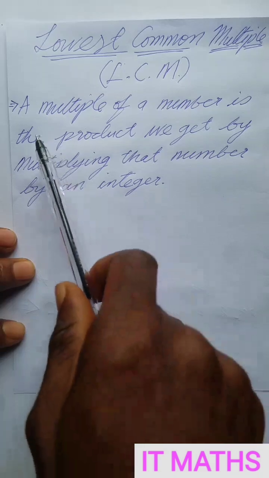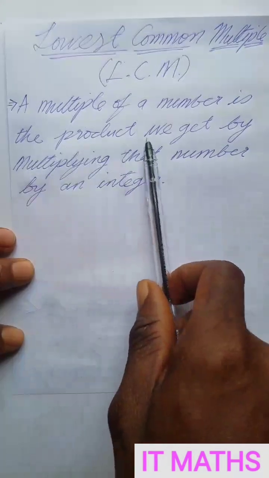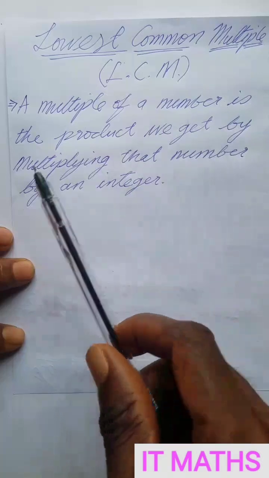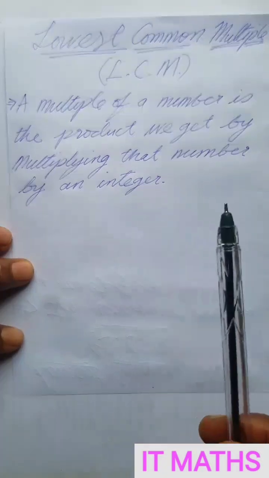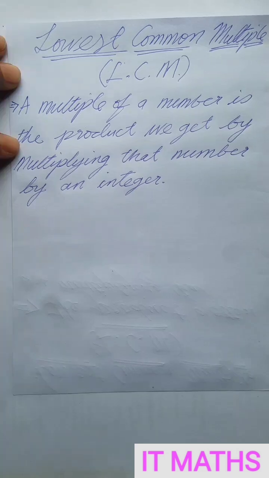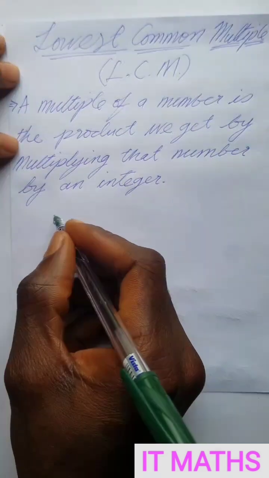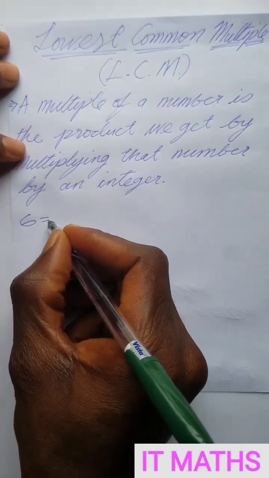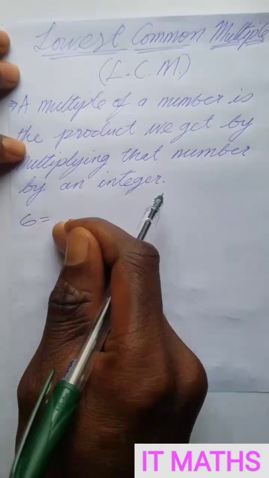We say here, a multiple of a number is a product we get by multiplying that number by an integer. An integer could be any whole number, 1, 2, 3, 4, 5. So, if I say, what are the multiples of 6? I'm simply asking you for 6 times table.